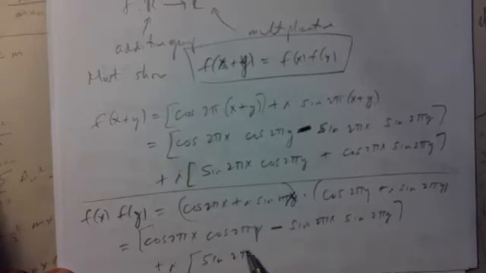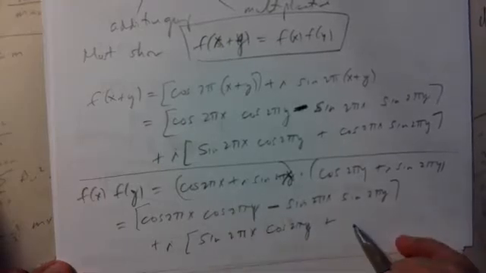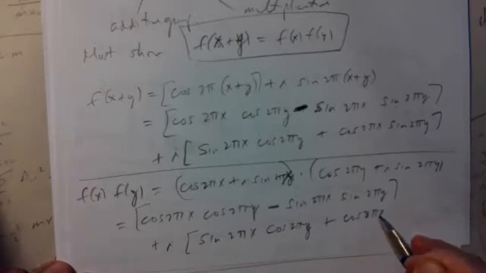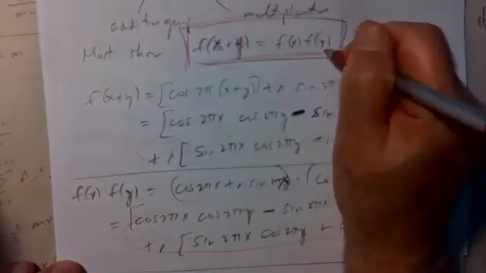And then you have plus i times sine of 2 pi x cosine 2 pi y plus cosine of 2 pi x. This is i, this times this, that's part of the imaginary part. Sine of 2 pi y. And if you compare this and this, they're exactly the same. So that means that f of x plus y is f of x times f of y.